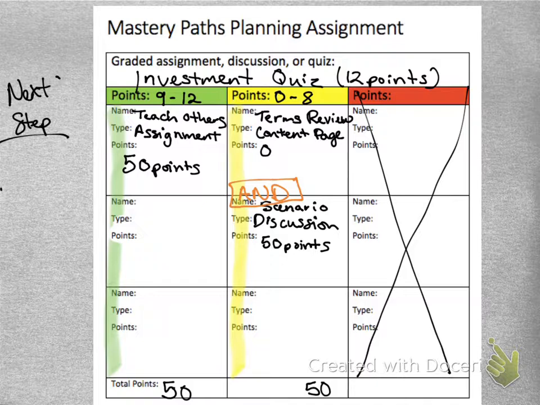So once you have this planning assignment template filled out, your next step will be to add each of these items to a module in your course. Once you have each assignment added to a module, we can set up the mastery paths.